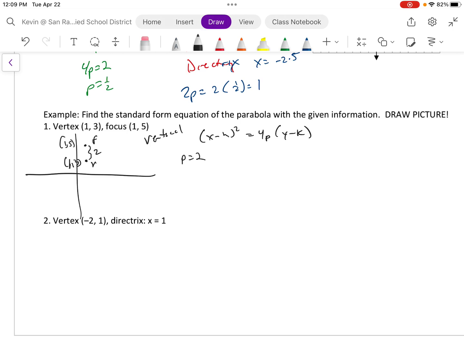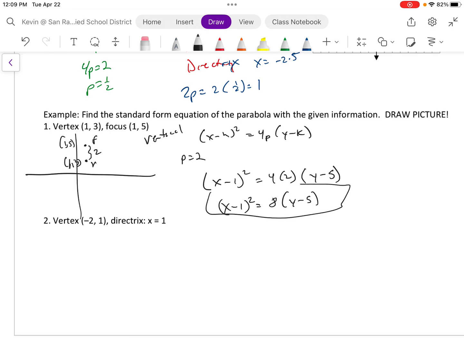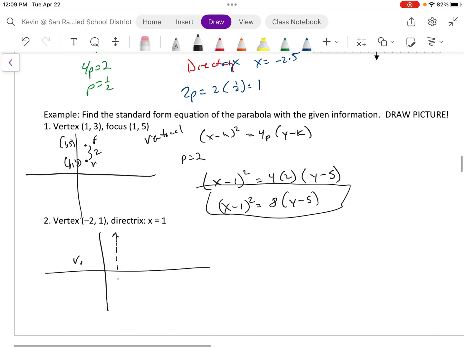And my p here is 2, right? Because this is 1, 3, and this is 1, 5, so it's 2. So p equals 2. So I just have to go, let's see, x minus 1 squared equals 4 times 2, and this is y minus 5. So x minus 1 squared equals 8 times y minus 5. That's all I wanted.